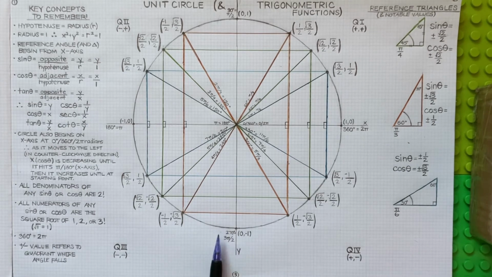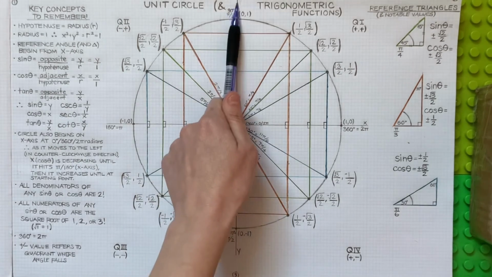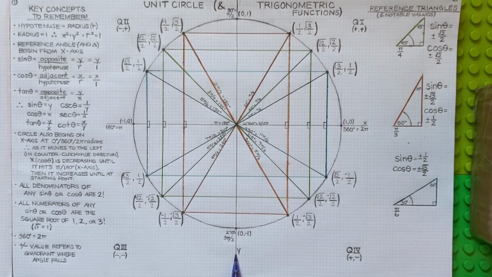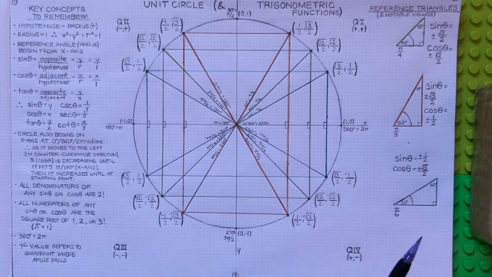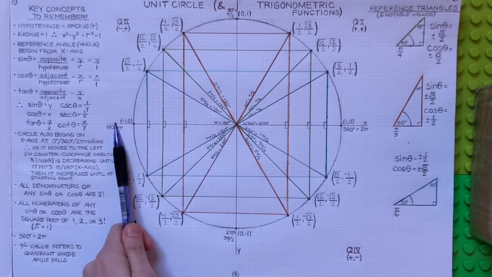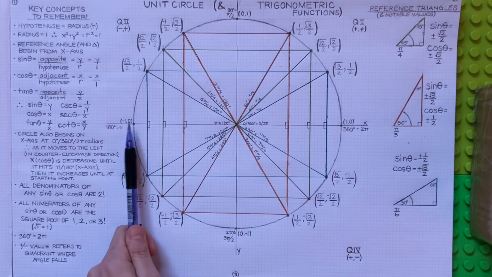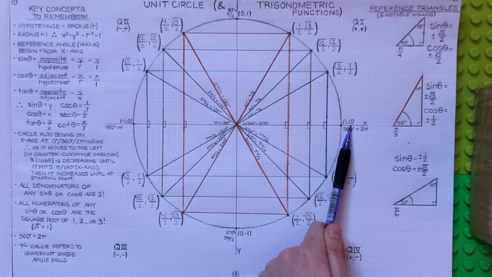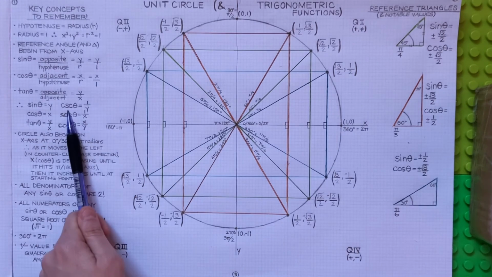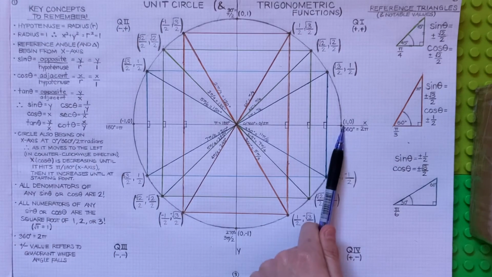So for anything that is on the y-axis, we have the x or cosine as 0. So we know that our secant, if it falls on that y-axis, will be undefined. And if we look at the x-axis here, those 2 points, we're given the 0 for the sine value. So we know that the reciprocal of the sine value, which is cosecant, will also be undefined.